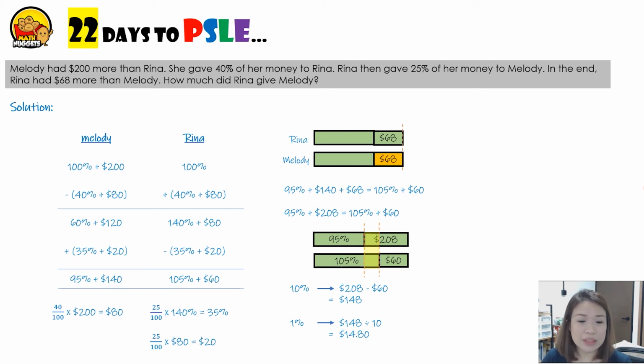So we can find out what's 1% by dividing. So 1% would be $14.80. The question wants us to find out how much Rena gave Melody, which is that part there, 35% plus $20. So we just need to find out what is 35%. That's $518. And remember to add the $20. So that's a total of $538. And that's the answer.